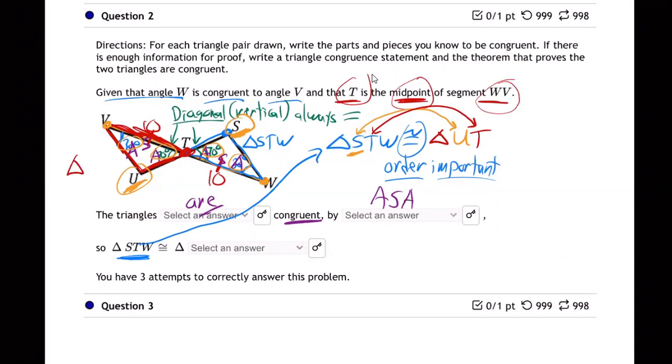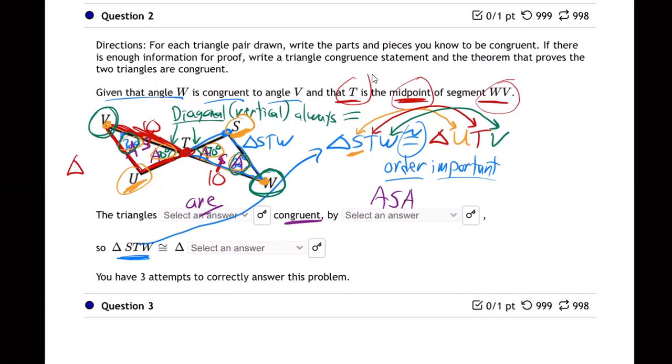And then finally, what's left? W, what is W? W right here. W in the triangle on the right matches up with V in the triangle on the left. And you can tell because it's a 30-degree angle and this is a 30-degree angle. And so there we go.